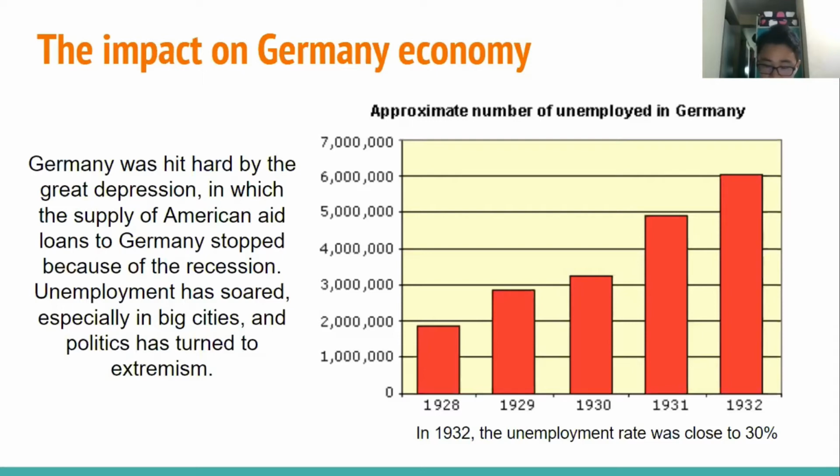In 1932, the unemployment rate was close to 30%. The number of unemployed was 6 million. And the public increasingly supported the Nazi Party and the Communist Party. In January 1933, the Nazi Party came to power and established a dictatorship government, which paved the way for the Second World War.